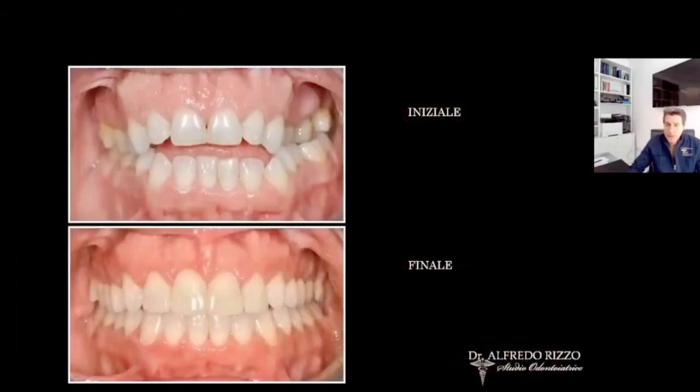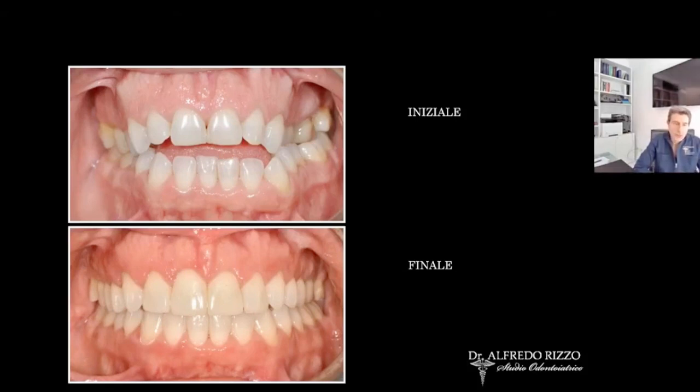In this case, in these photographs, we can also appreciate the expansion that we have managed to achieve in the transversal plane thanks to the Damon system. And let me remind you that we didn't have to use any additional or adjunctive devices. And there is no gummy smile provoked because we didn't extrude the anterior group.